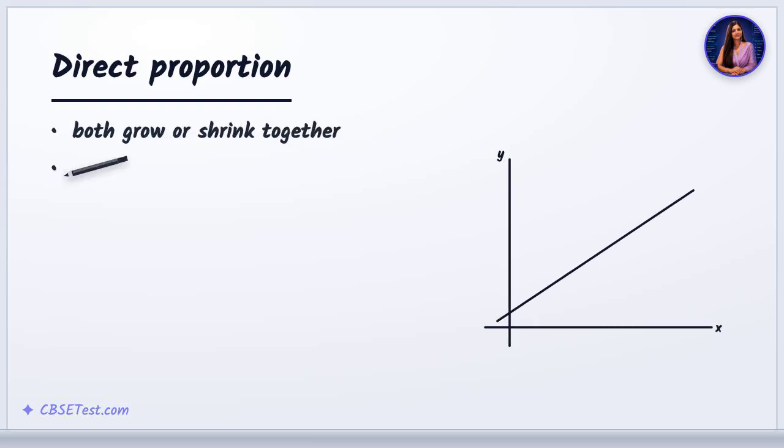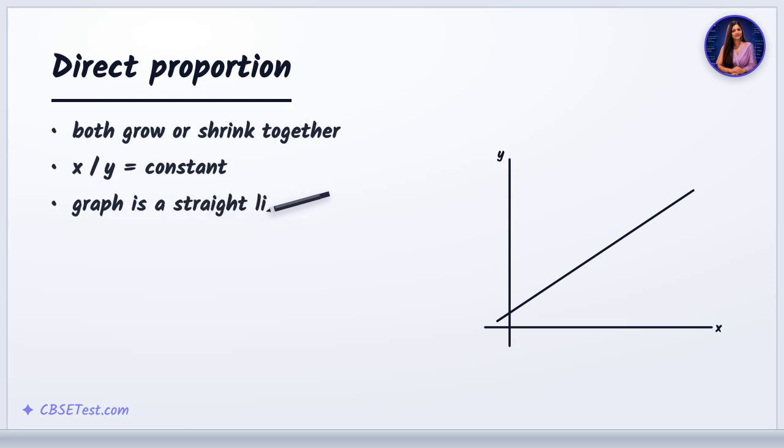In direct proportion, the two quantities rise and fall together, so their ratio stays constant. Plotted, this gives a straight line through the origin.